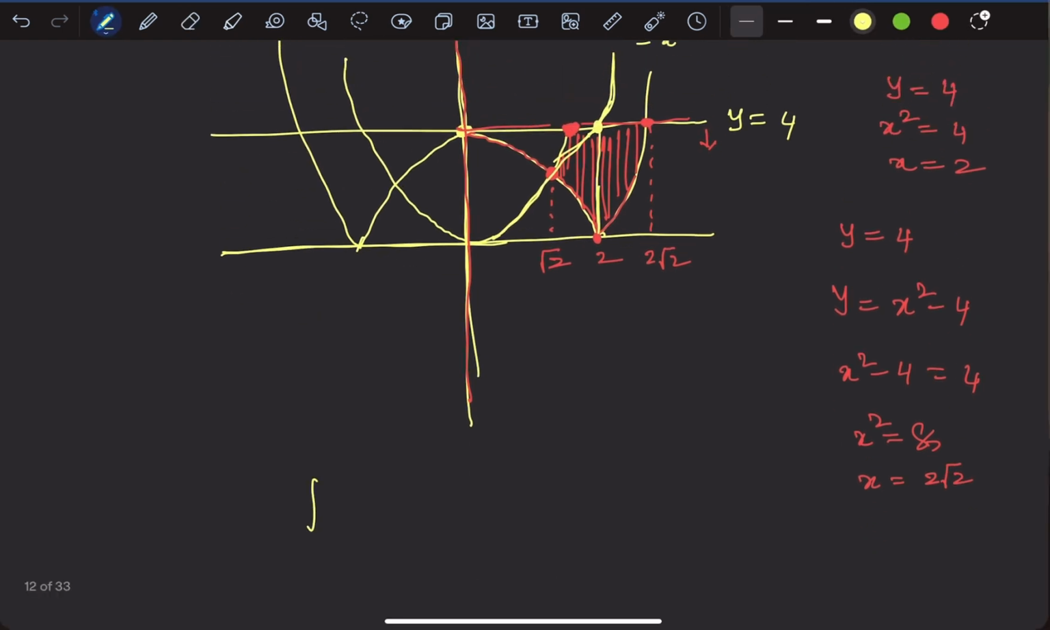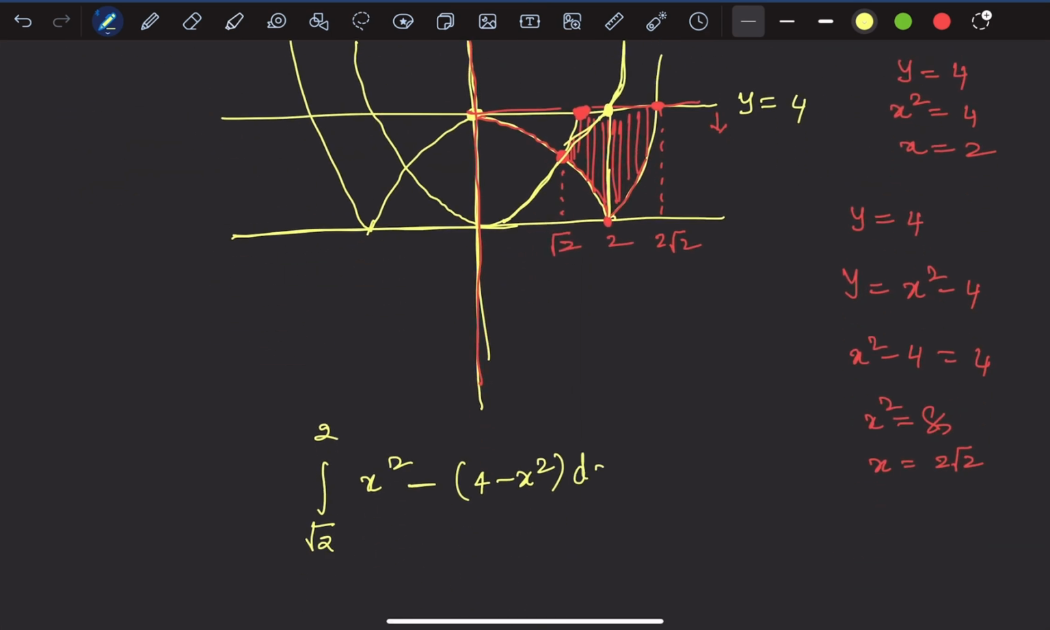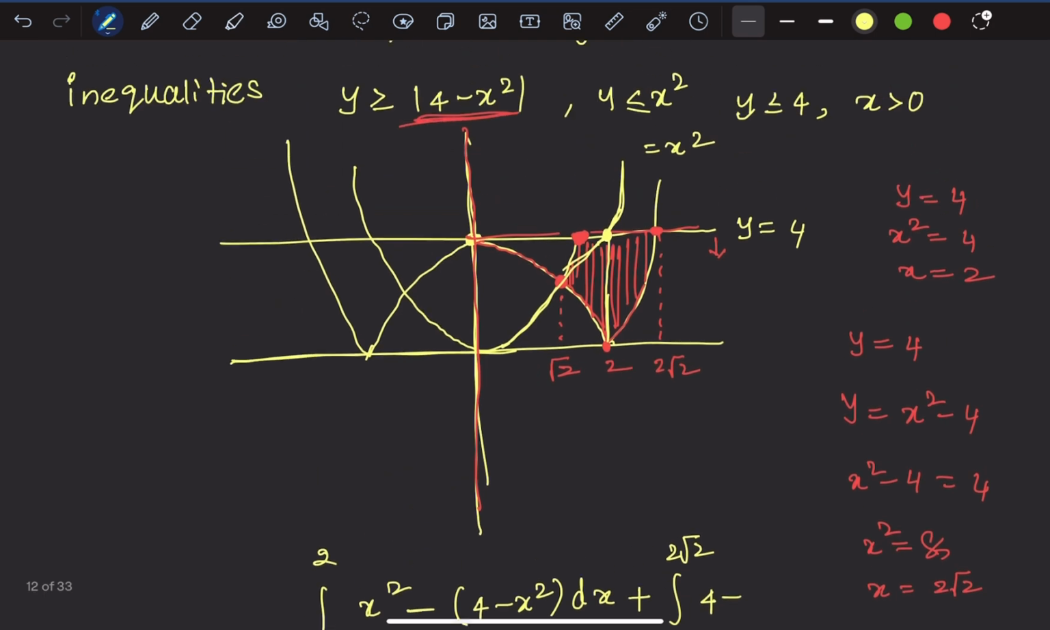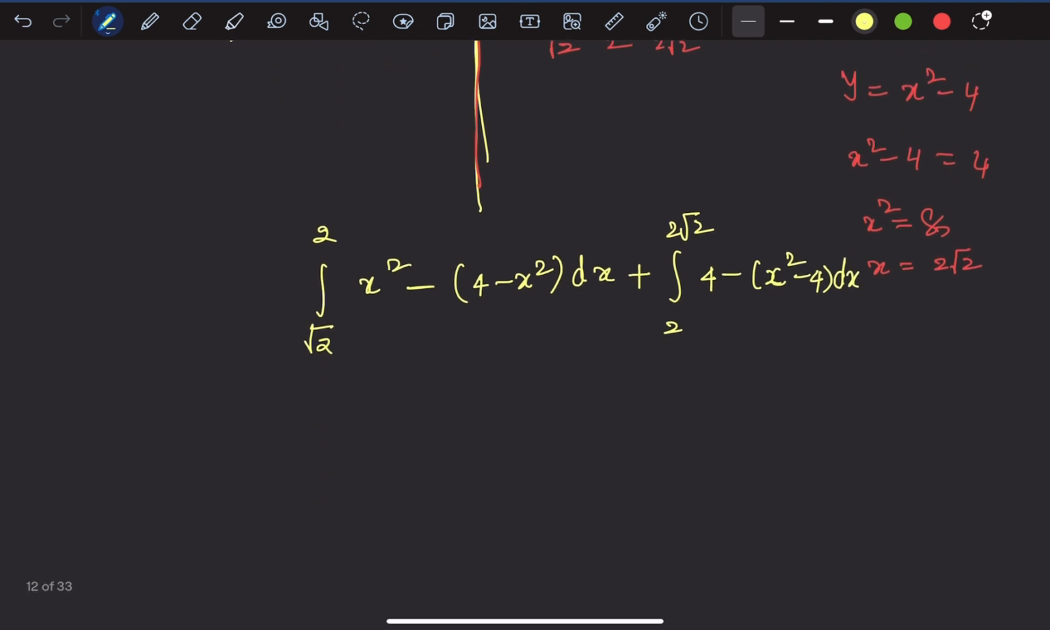So from integral root 2 to 2, we have to subtract x square minus 4 minus x square, alright, dx, plus integral 2 to 2 root 2, we have to subtract 4 minus, so this is not 4 minus x square, this is x square minus 4 now, x square minus 4 dx. Alright, so this is integral root 2 to 2 of 2x square minus 4 dx plus integral 2 to 2 root 2 of 8 minus x square dx.